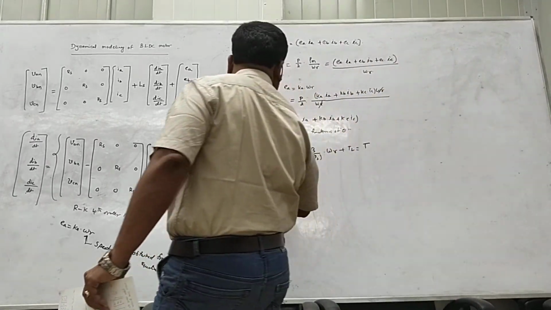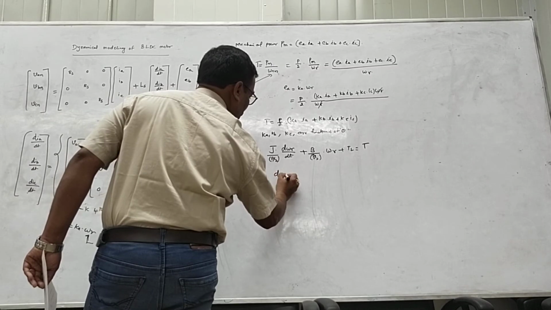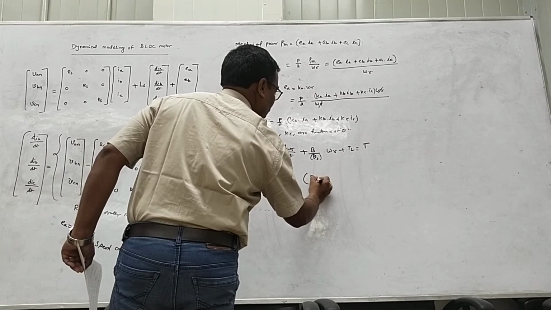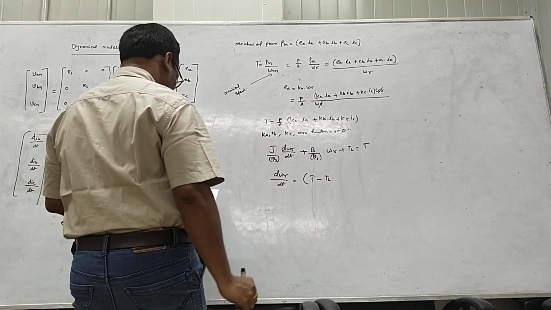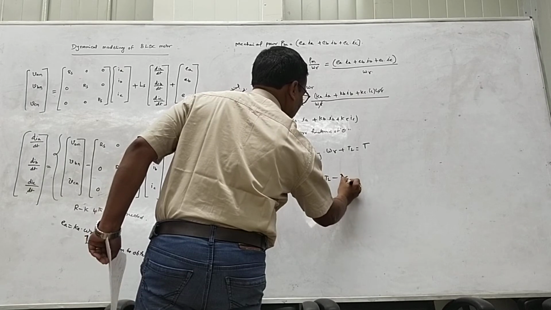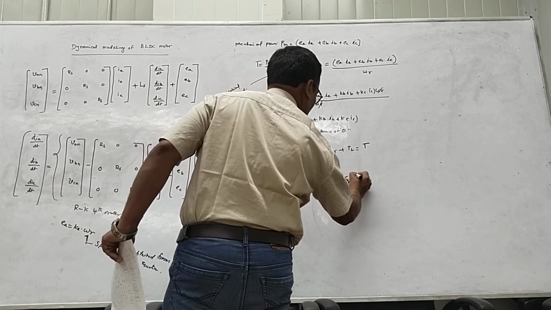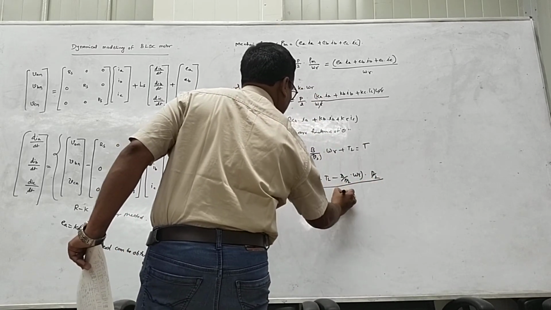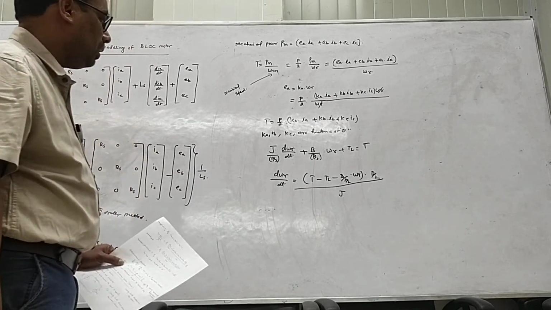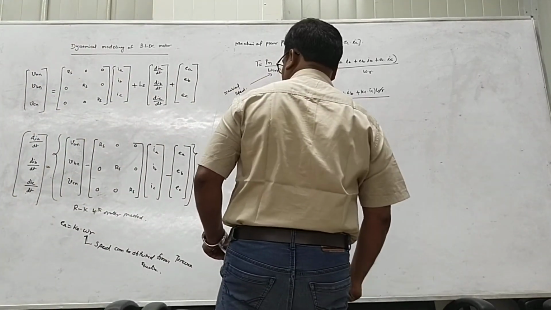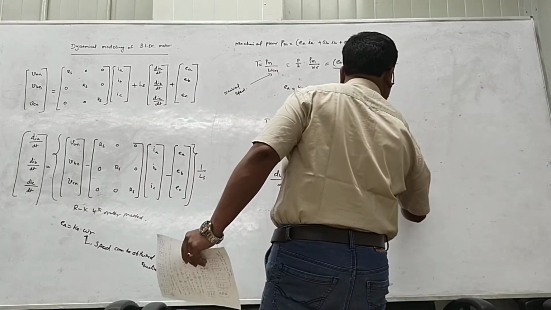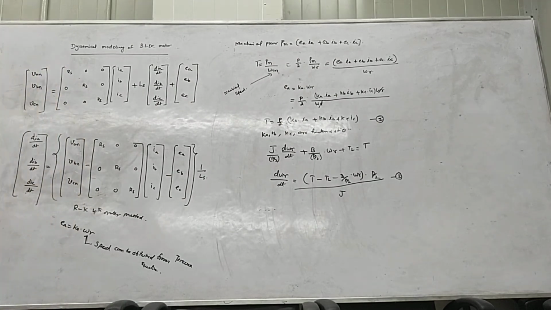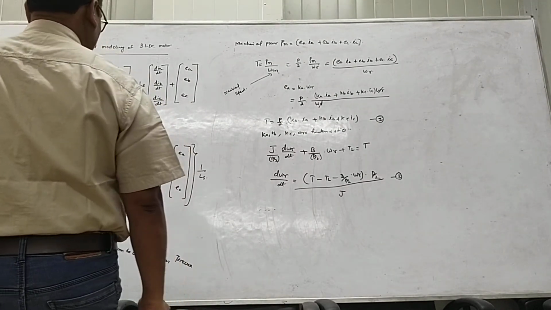From this, I would like to write the expression d omega R by dt is equal to the motor torque T minus load torque TL minus B by P by 2 into omega R, into P by 2, divided by J, the moment of inertia. You may consider this equation number 3, this equation number 2, and the first equation will be equation number 1.